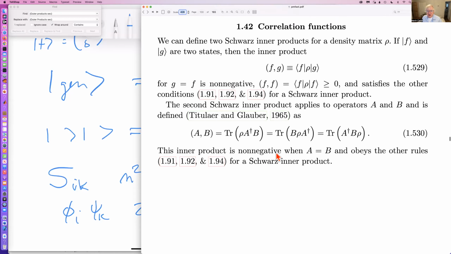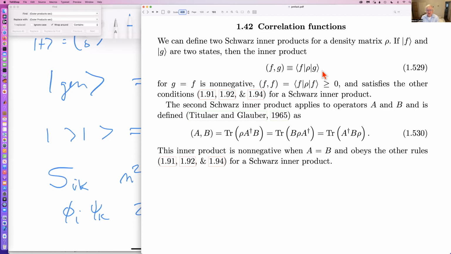Correlation functions. This is more general and therefore possibly more important. We can define two Schwartz inner products for a density operator. If F and G are two states, then the inner product defined this way. So remember when I talked about inner products, they have to satisfy 3 conditions, which immediately imply a 4th condition.